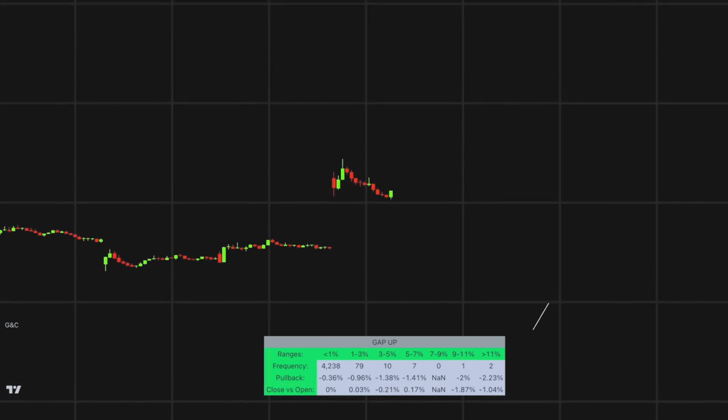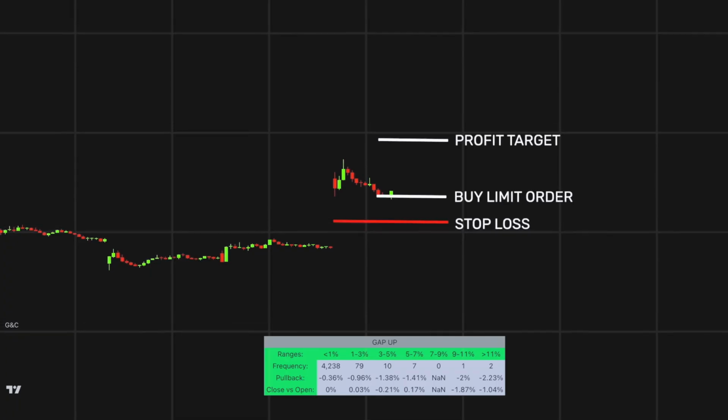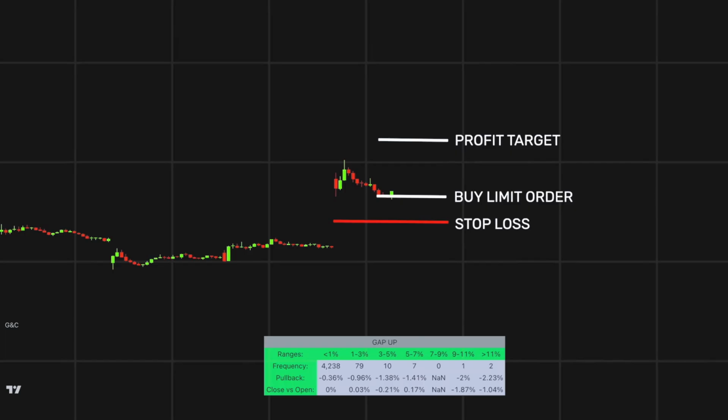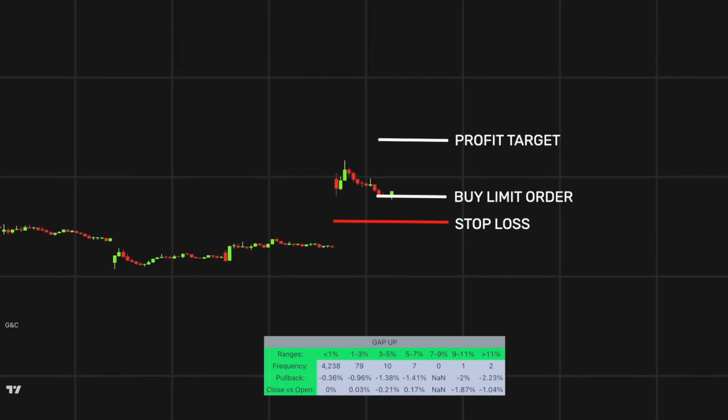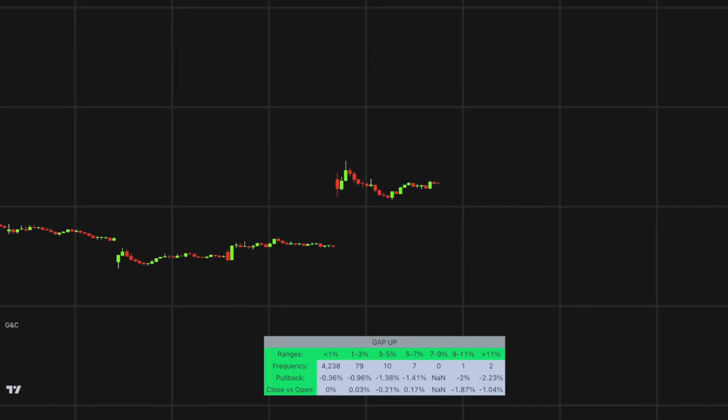So we place a buy limit order 2% below the upper gap level and wait for maximum 10 candles for the price to pull back. Set the stop loss in the middle of the gap and a target of 2 times the risk. This trading strategy can be applied to short trades too. Just use the opposite rules.